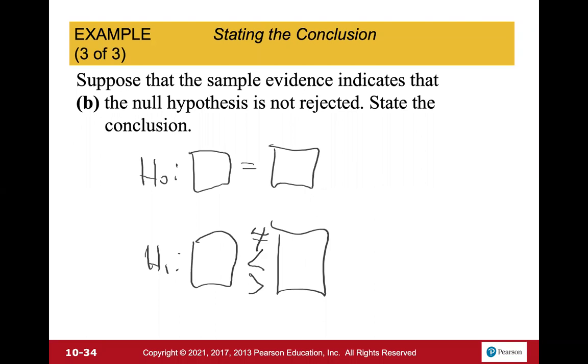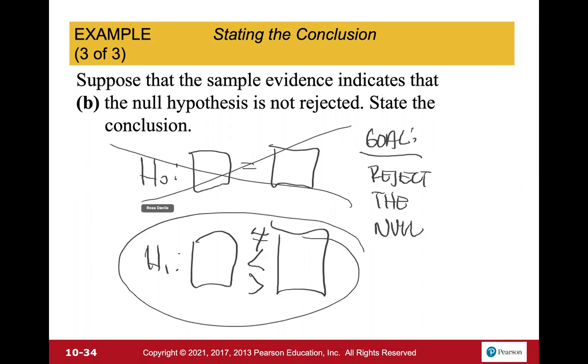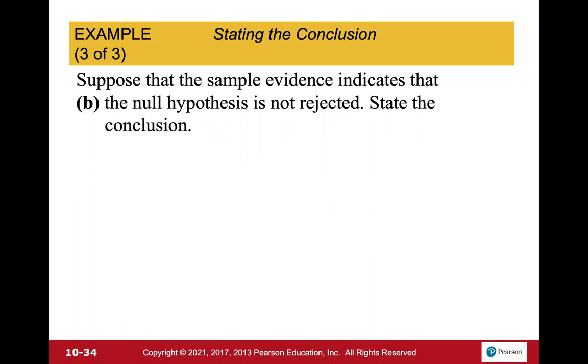The next thing is we're never going to accept the null hypothesis. We'll only accept the alternative if we reject the null hypothesis. So our goal here is always to reject the null hypothesis, so that way we can accept the alternative. Rejecting the null hypothesis, we get to accept the alternative. Otherwise, we don't have enough evidence to support either one of our claims.